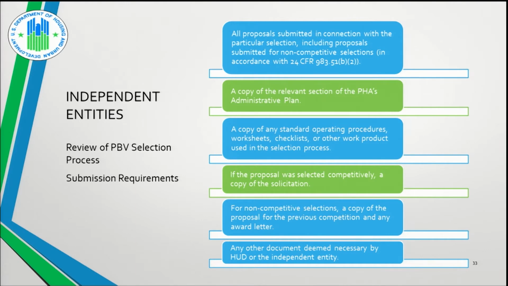If for whatever reason these documents are not retrievable, the ones connected to the non-competitive selection, then the PHA may submit other documentation that basically demonstrates that the requirements for non-competitive selections under 24 CFR 983.51(b)(2) were met. And any other documentation deemed necessary by HUD or the independent entity must also be submitted as part of the review of the PVV selection process. Okay, so now let's get into PVV rents.